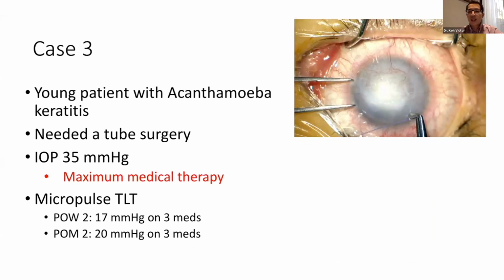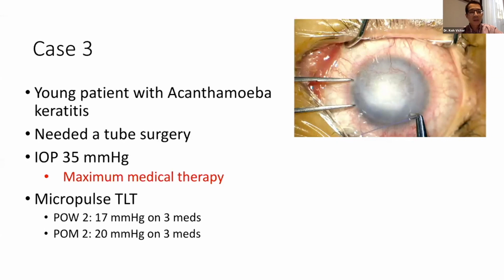But more importantly, the pressure is high, and the pressure was 35 on maximum medical therapy. The patient clearly required a tube surgery, but we couldn't do a lot of invasive surgeries during this procedure. The patient herself is also not keen for any invasive procedure during this period of time. And I thought, why not give MicroPulse laser another try?